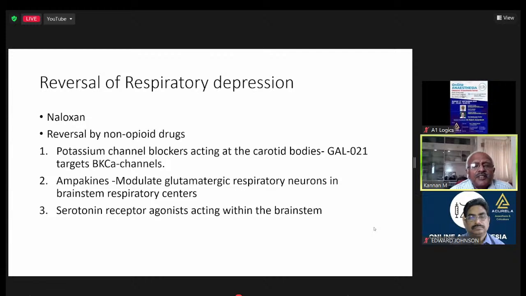And serotonin receptor agonists also act within the brainstem and try to reverse the respiratory depression that is caused by morphine without reversing the analgesic effect. That is the importance of these drugs. Of course, these drugs are yet to come into clinical use and we have to wait for that.